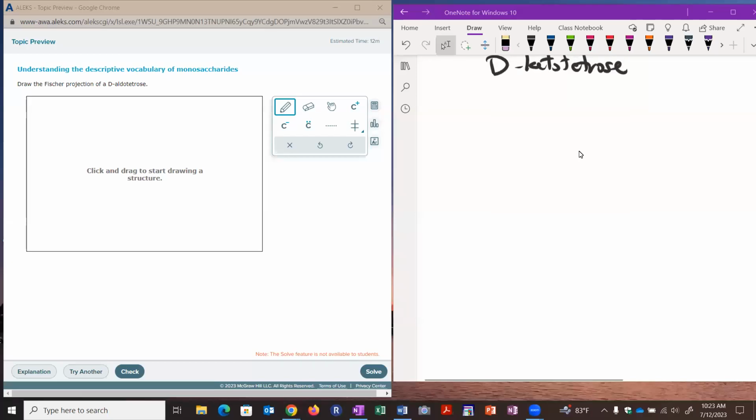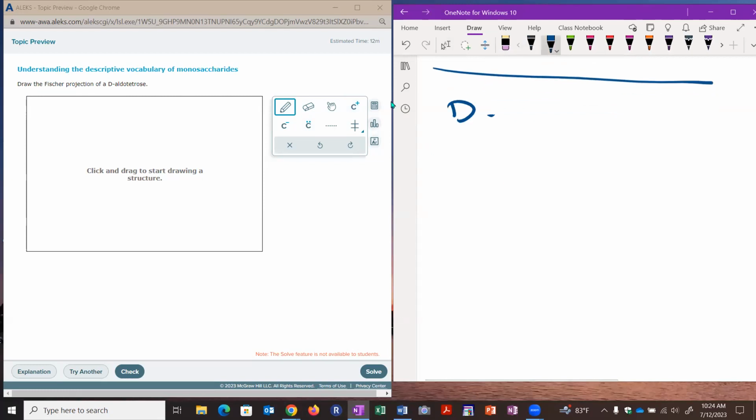All right, so in this question, we're going to take a look at just some introductory carbohydrate topics. And here we're looking at understanding the descriptive vocabulary of monosaccharides. We need to draw the Fisher projection of a D-aldotetrose. So first of all, what does that actually mean? So D-aldotetrose.